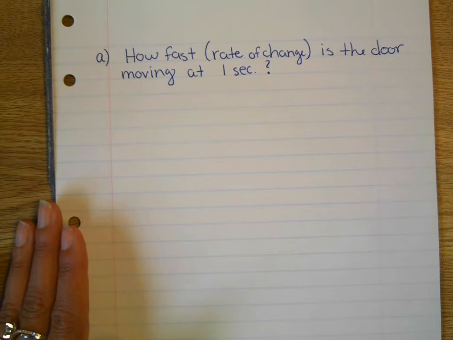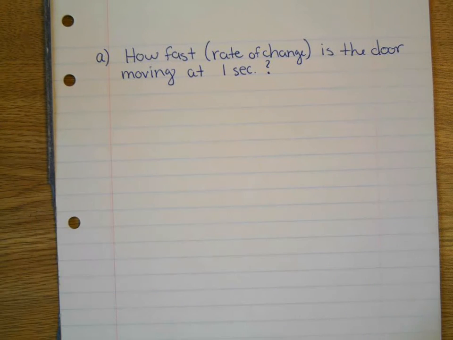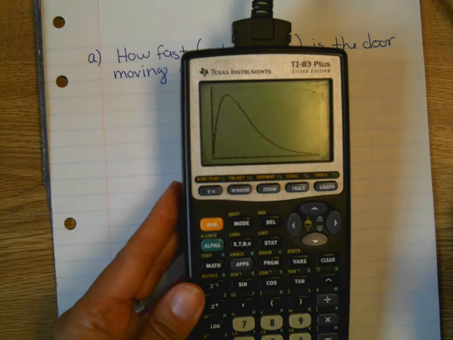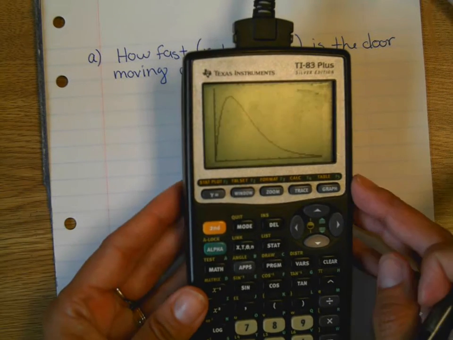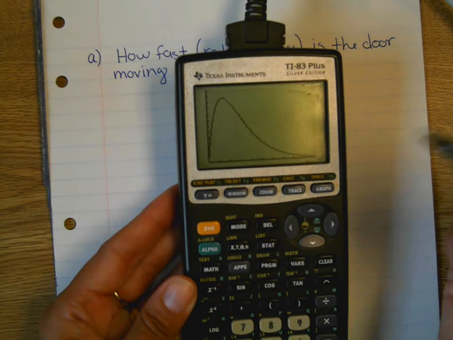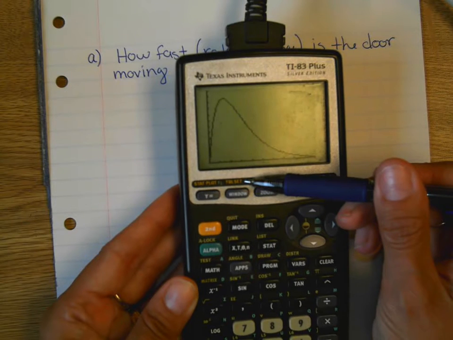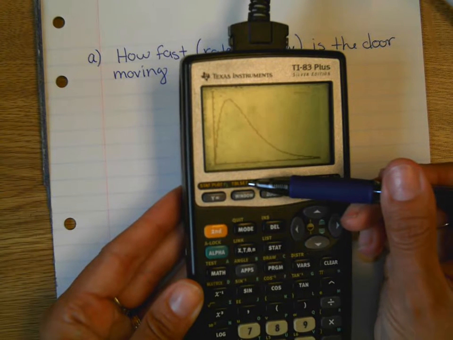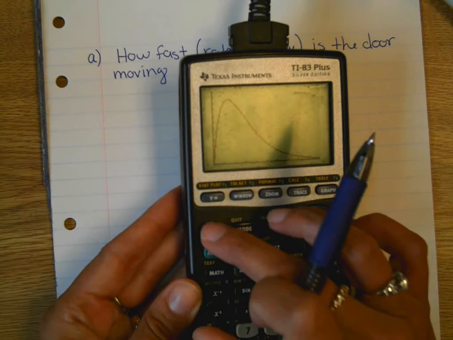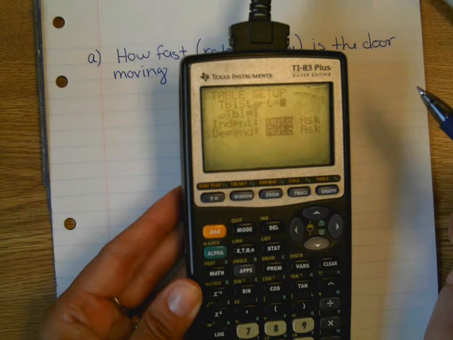So the first thing we're going to do is see where the door is at 1 second. And we're going to use the table feature on the calculator. And we'll be doing a lot of stuff on this calculator through the whole year. So I want you to go to Table Set. It's in yellow here, right above this window key. So go Second, Table Set.